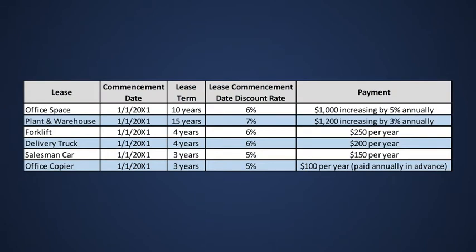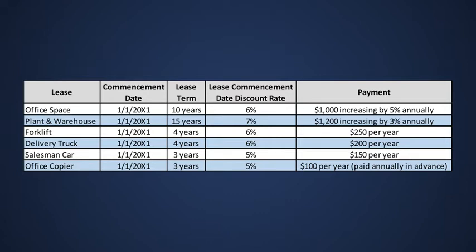Smallco has a 10-year lease of office space with lease payments that start at $1,000 in year one. They increase by 5% each year, are paid annually in arrears, and a discount rate of 6%. They also have a 15-year lease of plant and warehouse with lease payments that start at $1,200 in year one, increase by 3% each year, are paid annually in arrears, and a discount rate of 7%. They have a 4-year lease of a forklift with fixed lease payments of $250 and paid annually in arrears, and a discount rate of 6%.